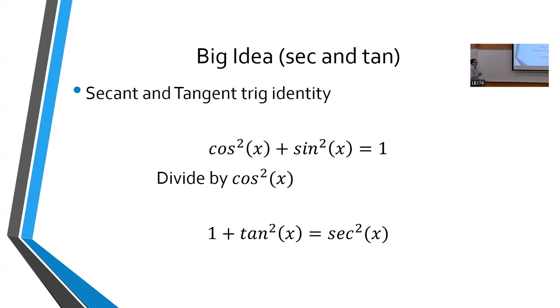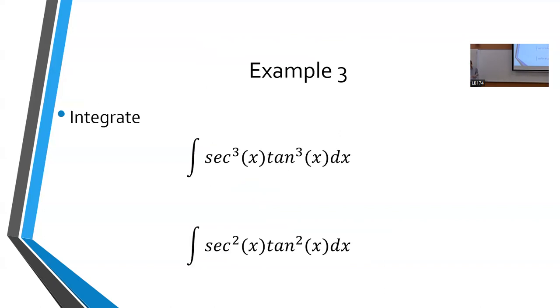The derivatives are connected. Derivative of secant is secant times tangent. Derivative of tangent is secant squared. And then that identity, the sine squared plus cosine squared equals 1 identity, can be transformed into a secant tangent identity. Now, this is going to work a little bit different.